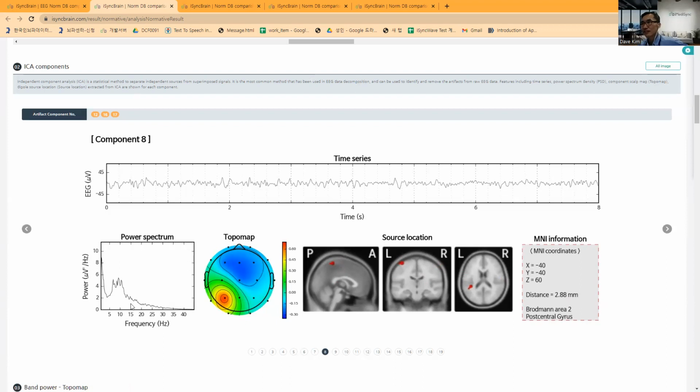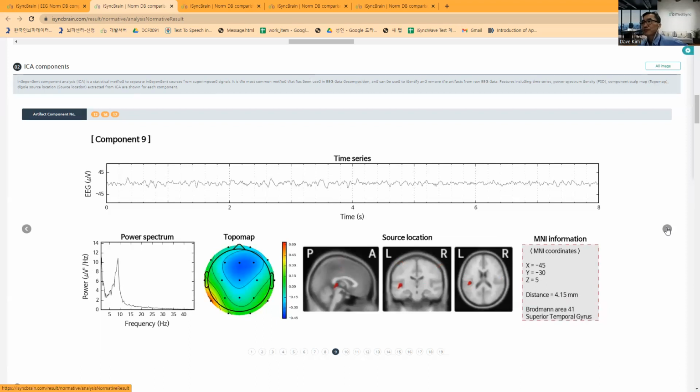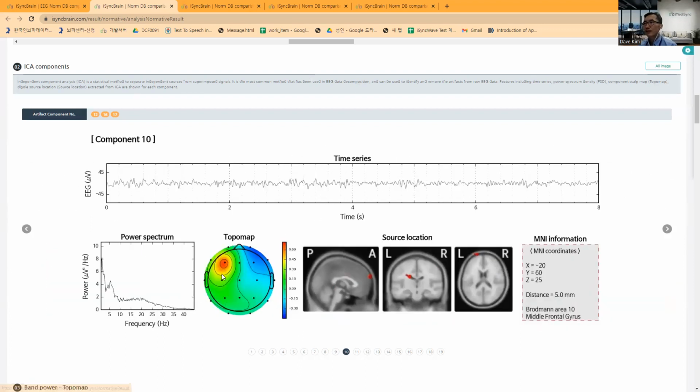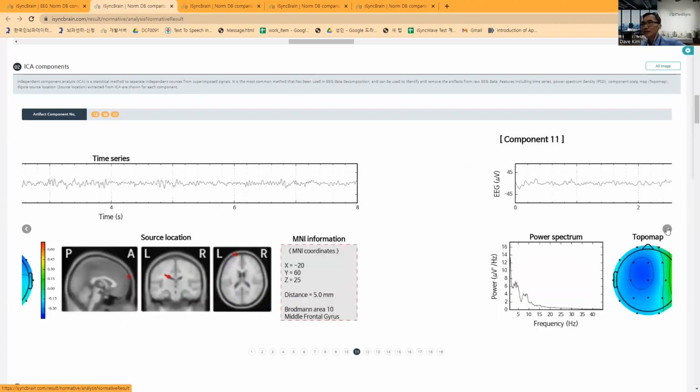This is another pattern coming from the postcentral area. This is the temporal alpha activity. Temporal alpha activity is not good, but sometimes associated with memory decline here, especially in this left temporal area. And this is the frontal slow wave activity we can see in the raw data. There are a lot of frontal theta activity.